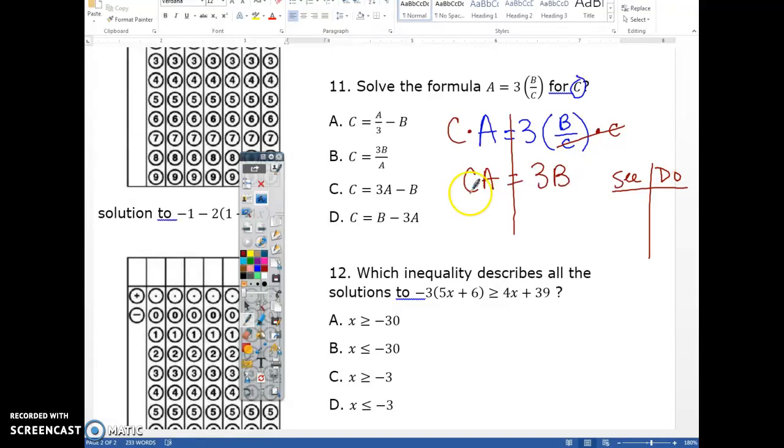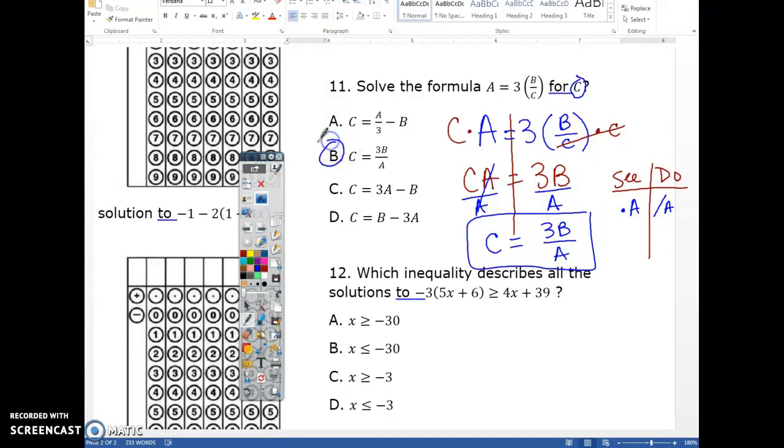What is happening with the C now? What's the C doing? Multiplying by A. So we're going to divide by A. So divide this side by A, divide this side by A. That leaves me the C by itself, 3B over A, and we're done.